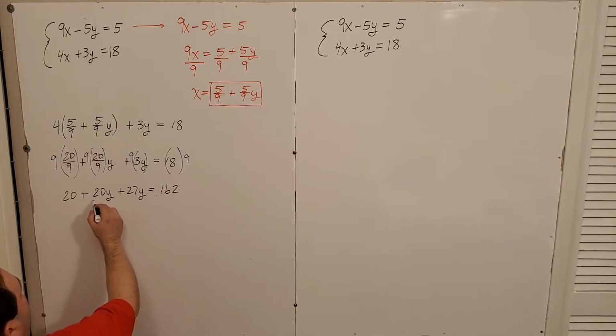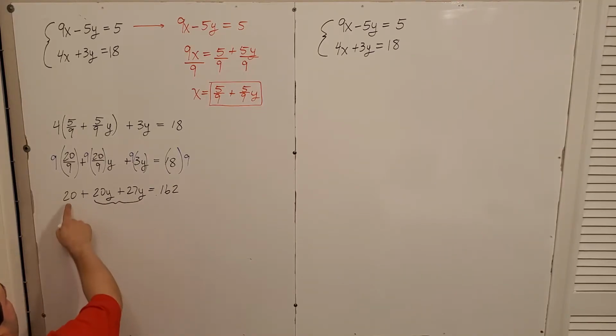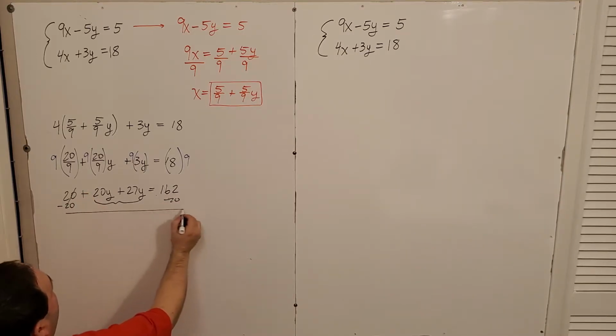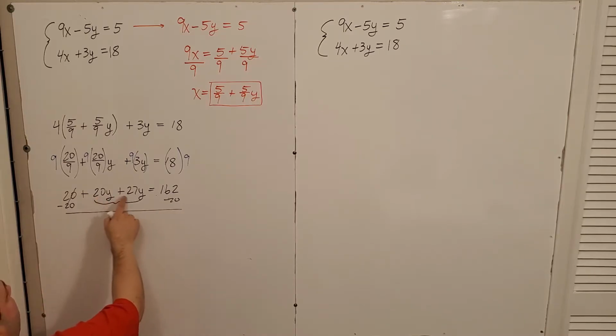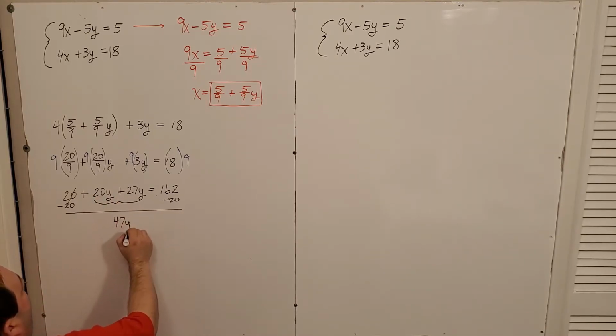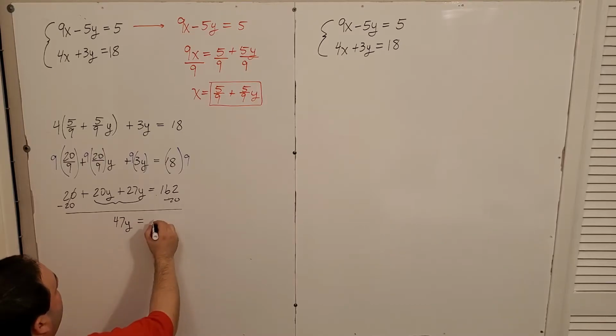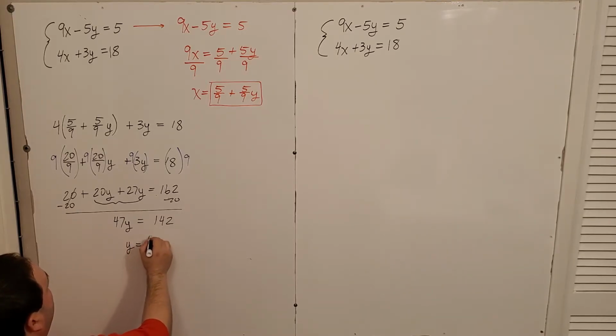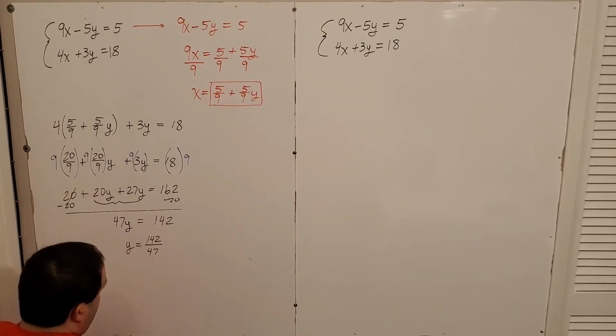Okay, so I'm going to combine these like terms, but also I'm going to subtract 20 from both sides in order to get my letters on the left that I prefer to have. So I've got 47y is equal to 142. And I'm going to divide both sides by 47, like so.